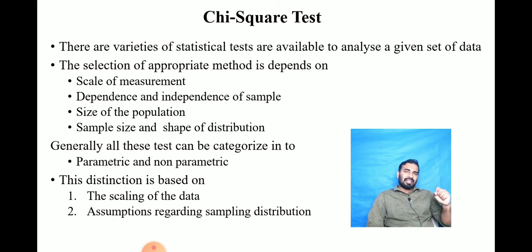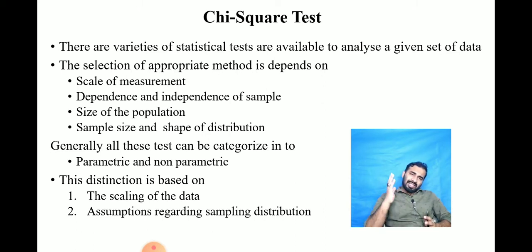The third thing, what is the approximate size of the population? It is basically whether it's a small population or a large population, or small sample or large sample. And what is the shape of your distribution? Whether your distribution is normally distributed or skewed to right or skewed to left. All these four things we have to check before we determine which one is the appropriate test.